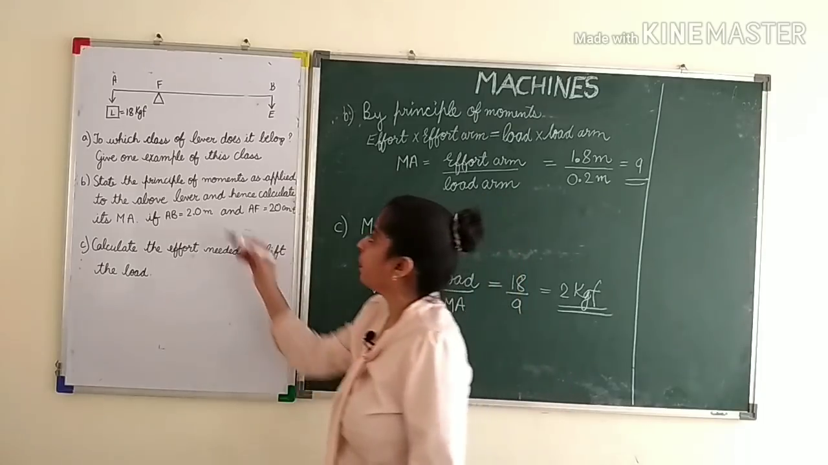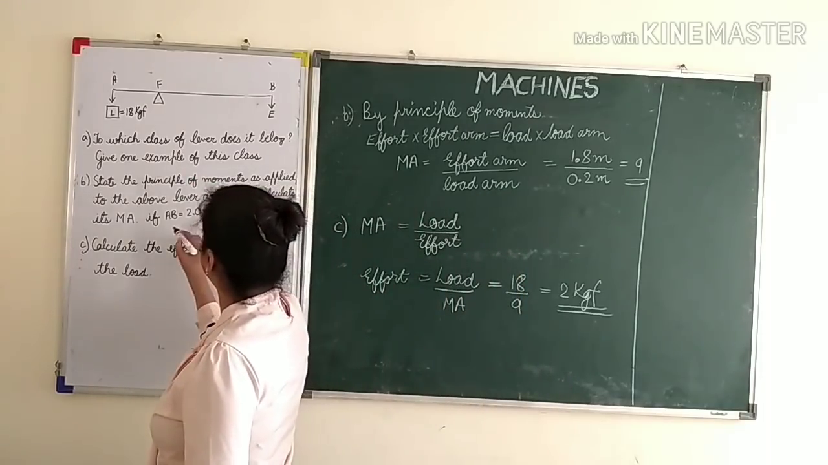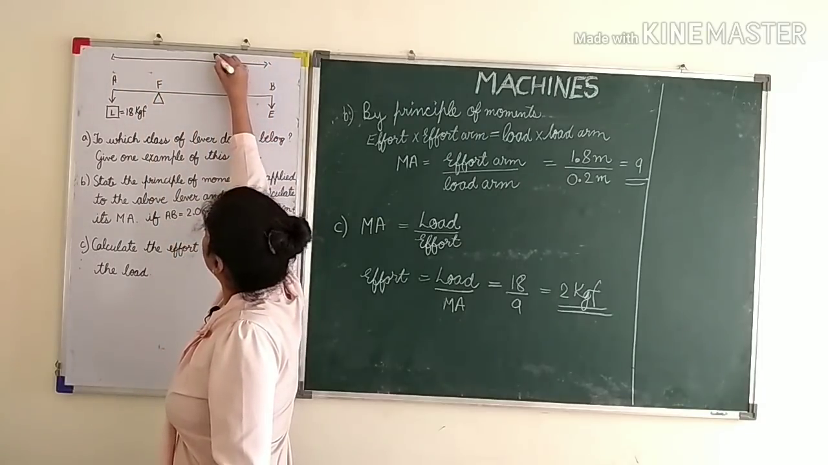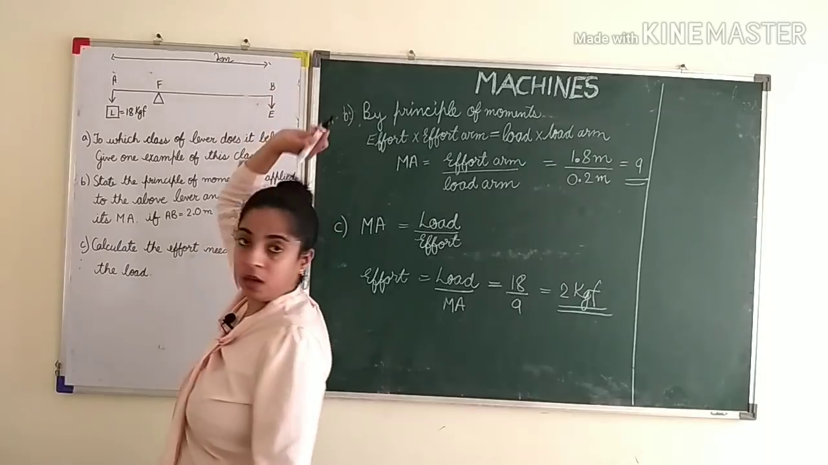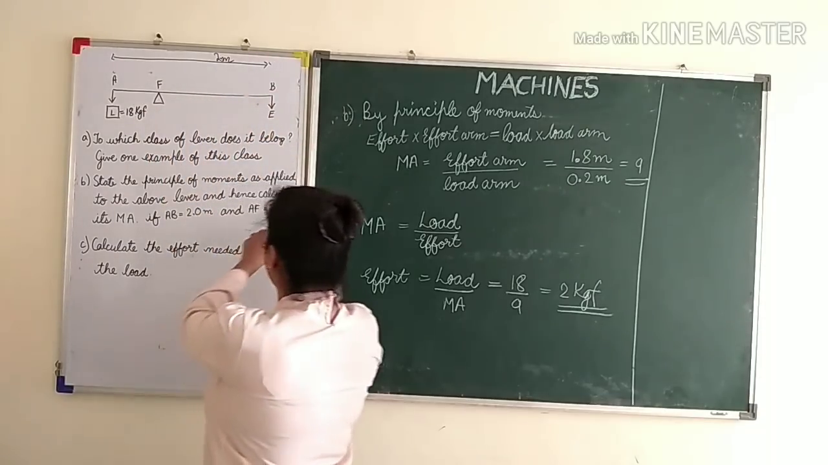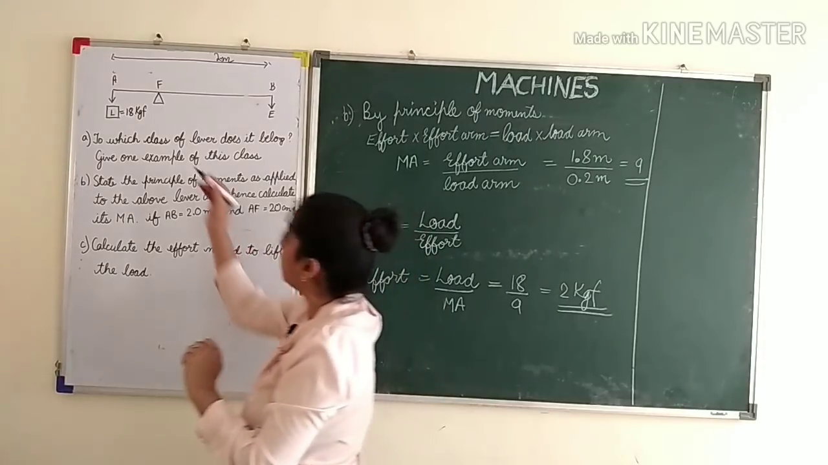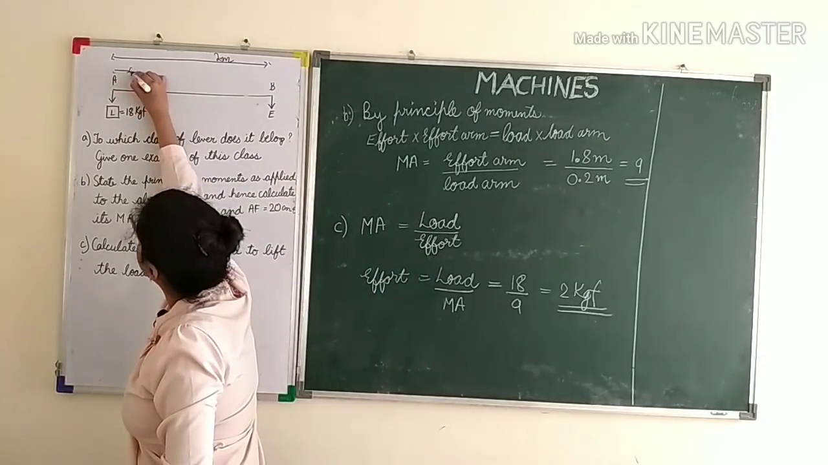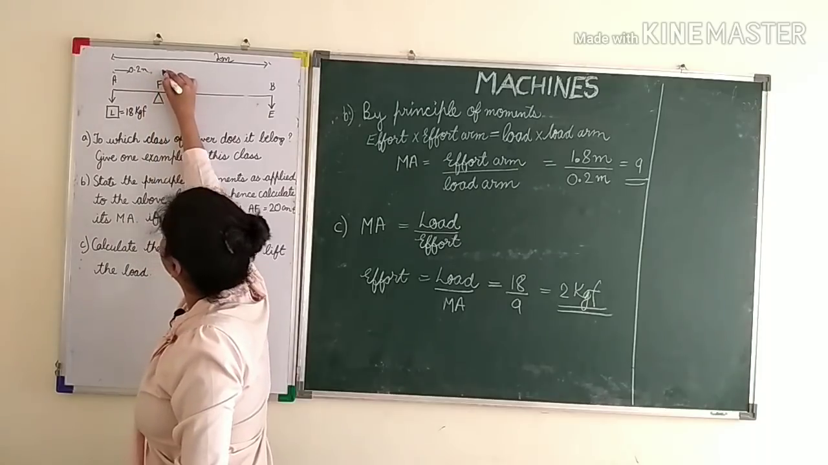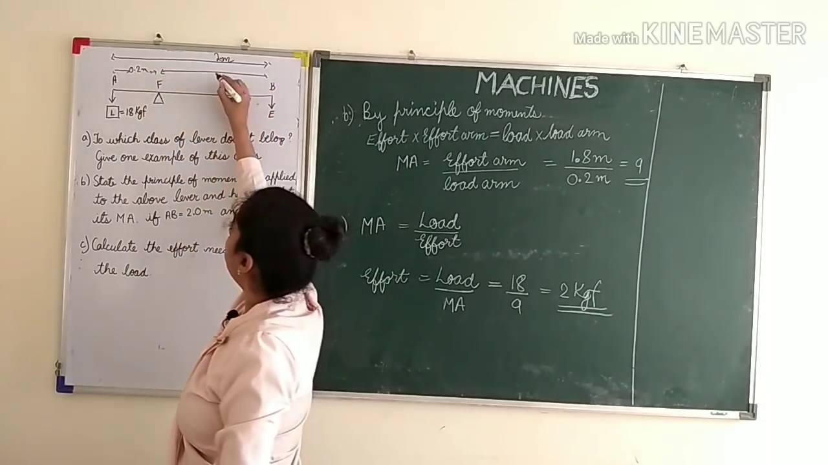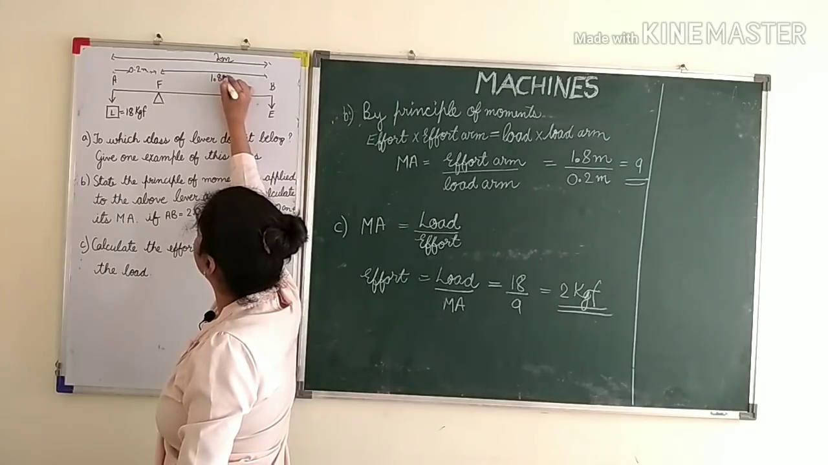So look here. Here they have shown AB is 2.0 meter. So AB is 2 meter. And they have shown AF is 20 centimeter. So 20 centimeter is 0.2 meter. So this AF is 0.2 meter. So we can calculate FB as 2 minus 0.2, which is 1.8 meter.